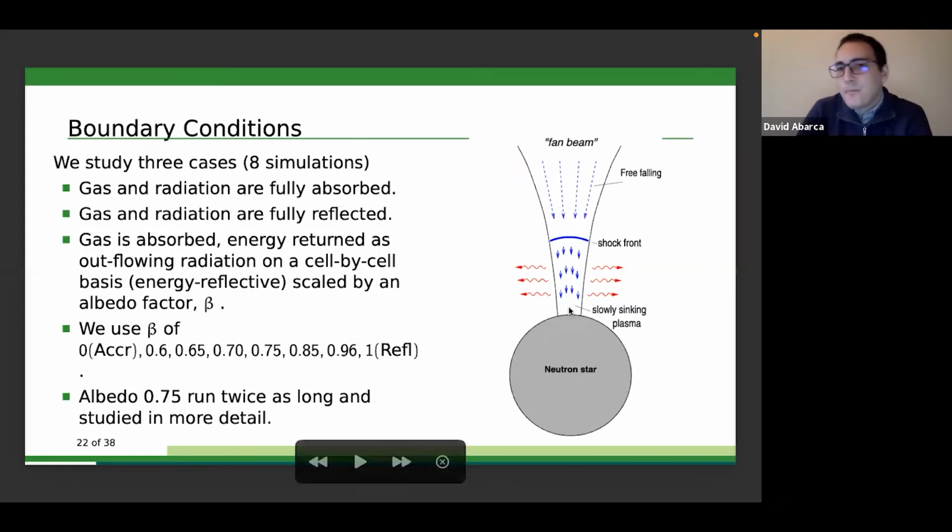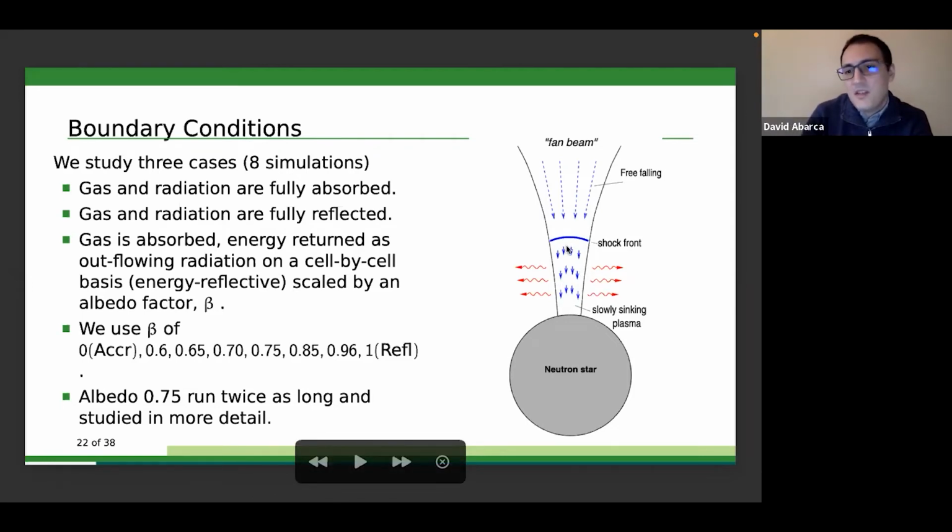So you could say that you have a fully absorbing boundary, and this would be like putting your inner boundary here, letting all the gas fall through and just ignoring all of the radiation that might be released at the surface. But what I decided to do is to introduce an intermediate boundary condition, something that I call energy reflective, where basically the idea is, imagine we put the boundary here, and I measure the flux of inflowing kinetic energy, inflowing radiation energy, and then I return that as an outflowing radiation flux.